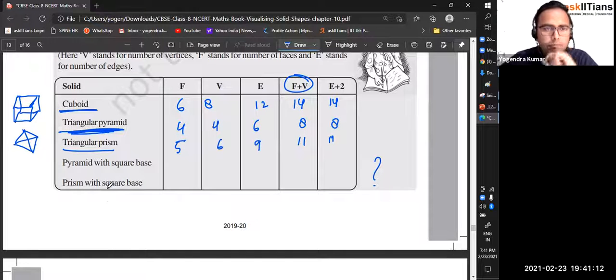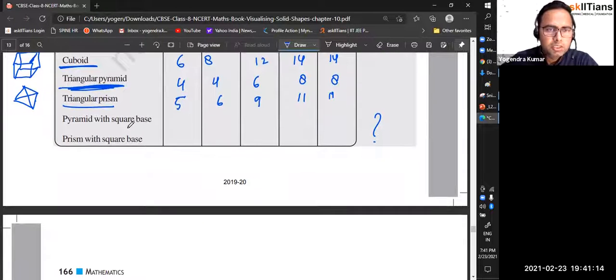Okay, right? Pyramid with square base. Pyramid with square base will be done, right? Like this here it is there. And then, if you want, I'll do this question as well. So how many faces are there? Can you see here? How many? 4 faces, right? 1, 2, 3, 4. 4 faces and then down here.